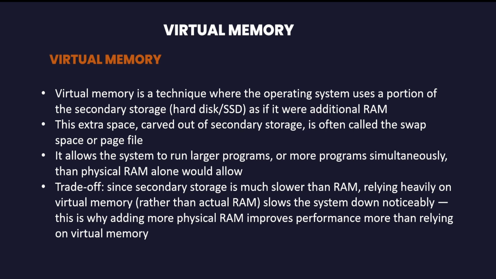Trade off: since secondary storage is much slower than RAM, relying heavily on virtual memory rather than actual RAM slows the system down. That is why adding more physical RAM improves performance more than relying on virtual memory. Virtual memory is implemented via demand paging. We will learn more about virtual memory and demand paging in upcoming videos.